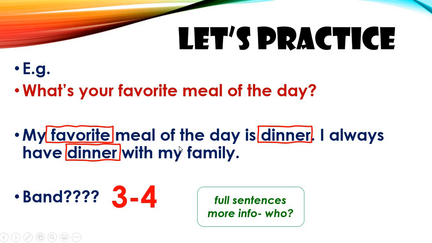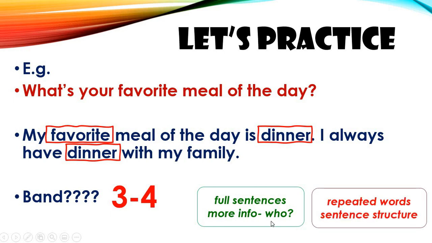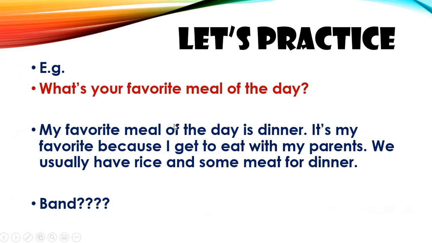Okay, so the good thing, full sentences, there are 2. More information, yes. I always have dinner with whom? With my family. What needs to be improved here? Repeated words, dinner and dinner. And then sentence structure, this is like parrot. My favorite meal of the day is, your favorite meal of the day. Question, answer is just the same.